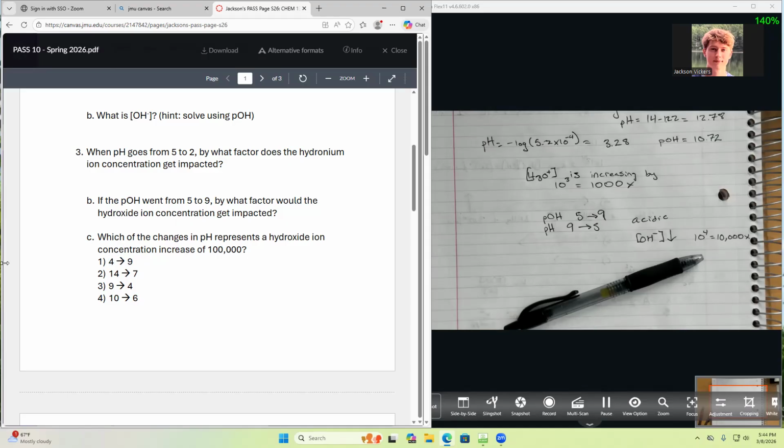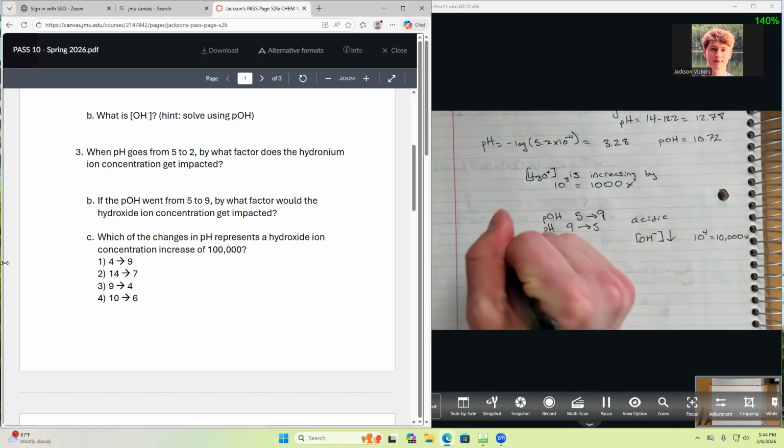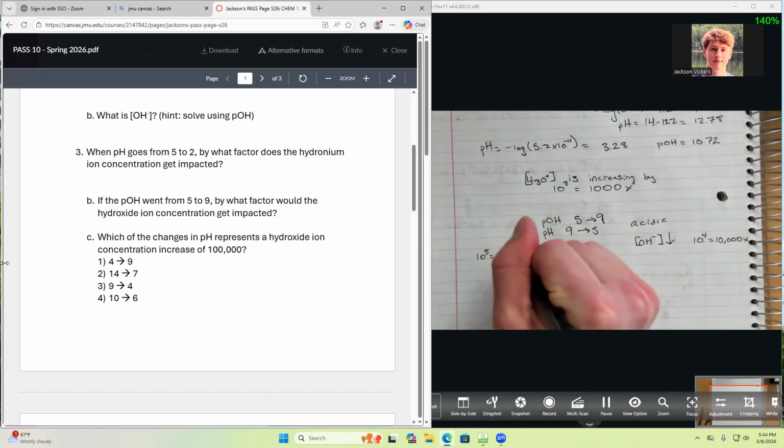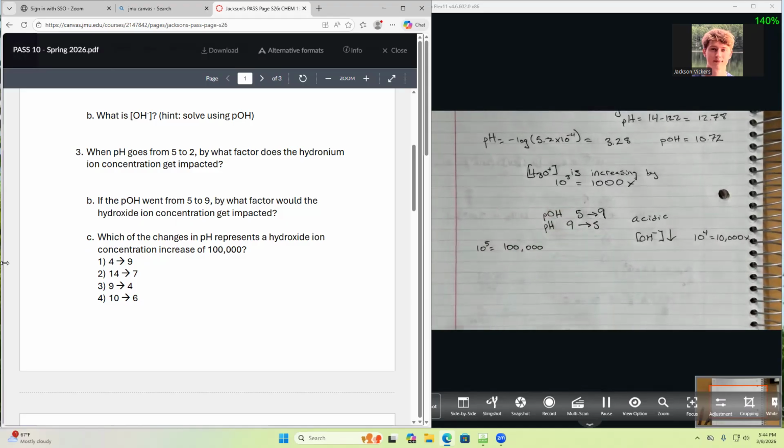It's going to be going from 4 to 9, but let's also make sure we understand why. So if we're going from 4 to 9, that is 5 values in between. We'd say again, 10 to the power of 5. And you can type this into your calculator if you need to, of course. It's 100,000. So we're good there. And we're getting more basic by a factor of 100,000. And we could say we're specifically increasing hydroxide ions by that factor.